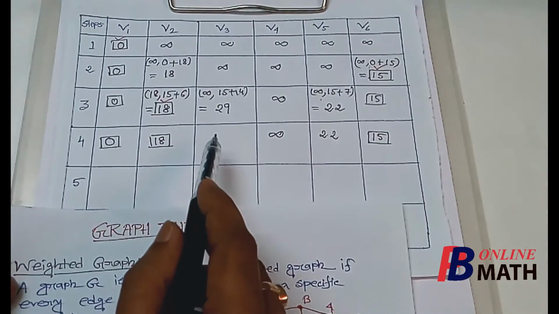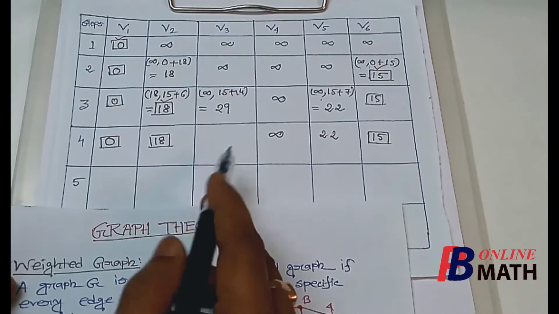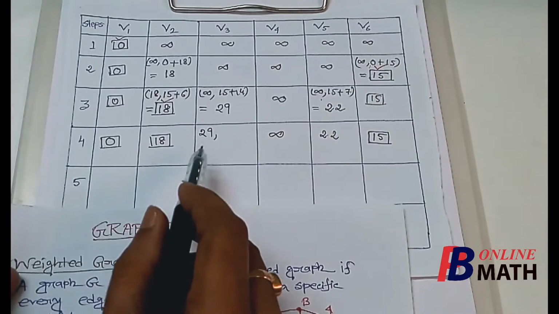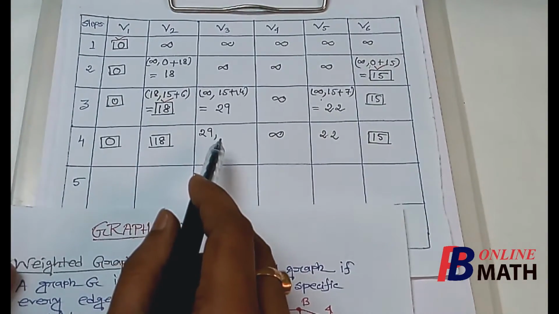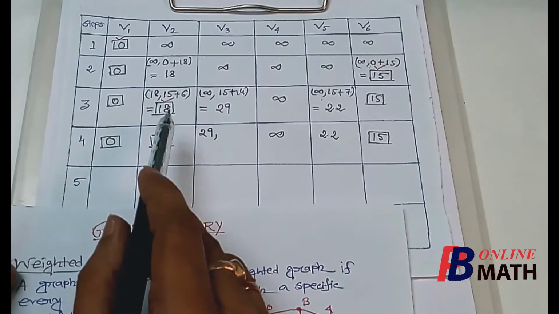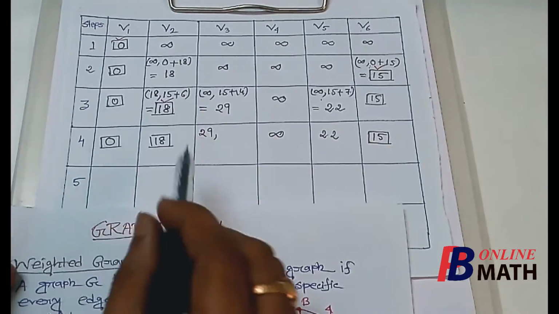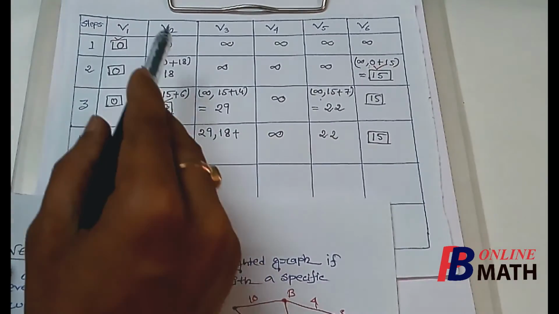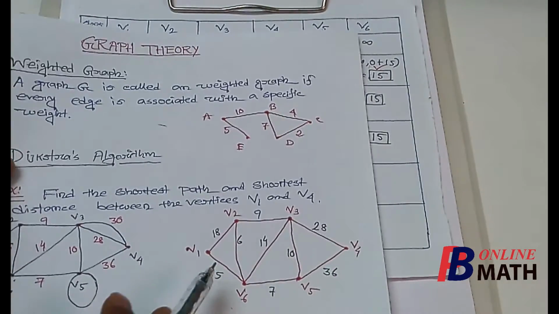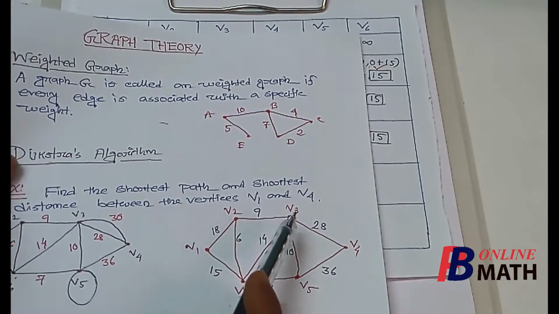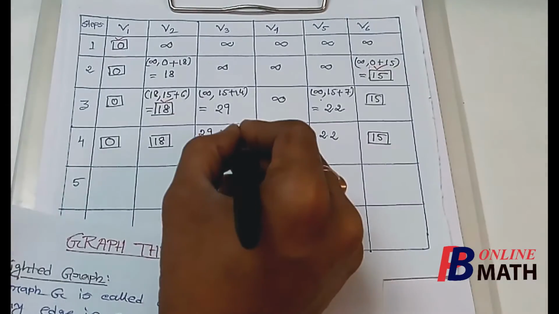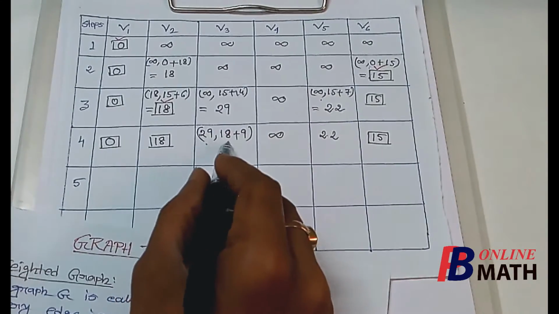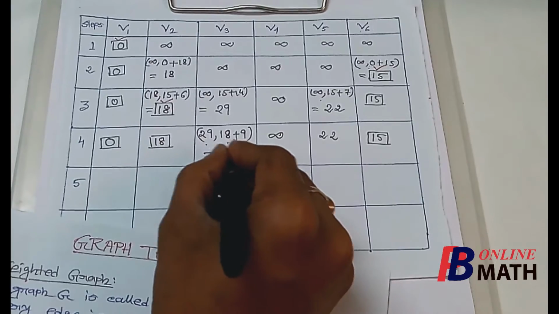Now for the vertex V3 we shall find the temporal level, and the rule is the previous level, that is 29, and we have to find the permanent level of the previous step. In the previous step we labeled the vertex V2 permanently by 18. So the permanent level of the previous step, that is 18, plus the distance between V2 and V3, which we find is 9. We shall find the minimum of these two, 29 and 27. Obviously the minimum is 27.